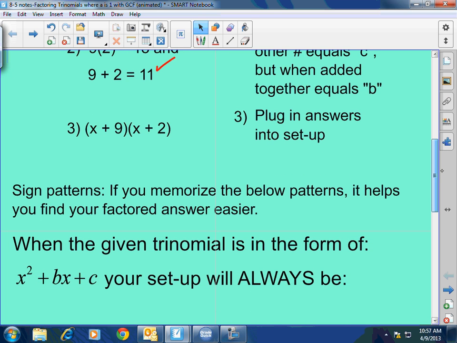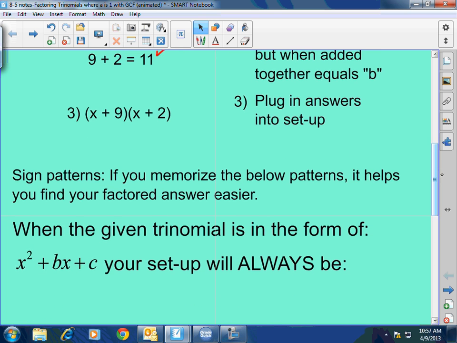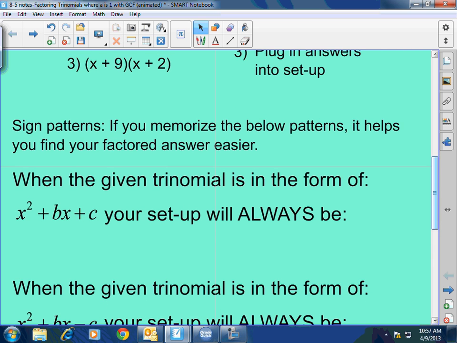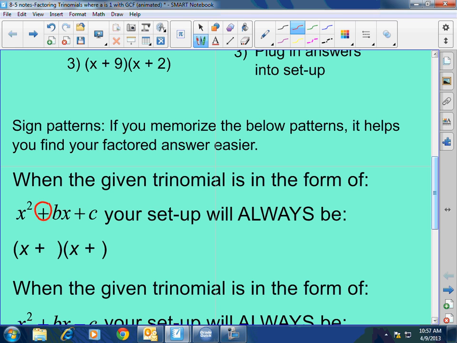Okay. Sign patterns. If you memorize the below patterns, it helps you find your factored answers easier. When the given trinomial is in the form of x squared plus bx plus c, your setup will always be an x plus times an x plus. Whenever you have a positive b and a positive c, everything in your setup is going to be positive. Always. 100%. This helps you out, and you'll see why when we're going over some examples.